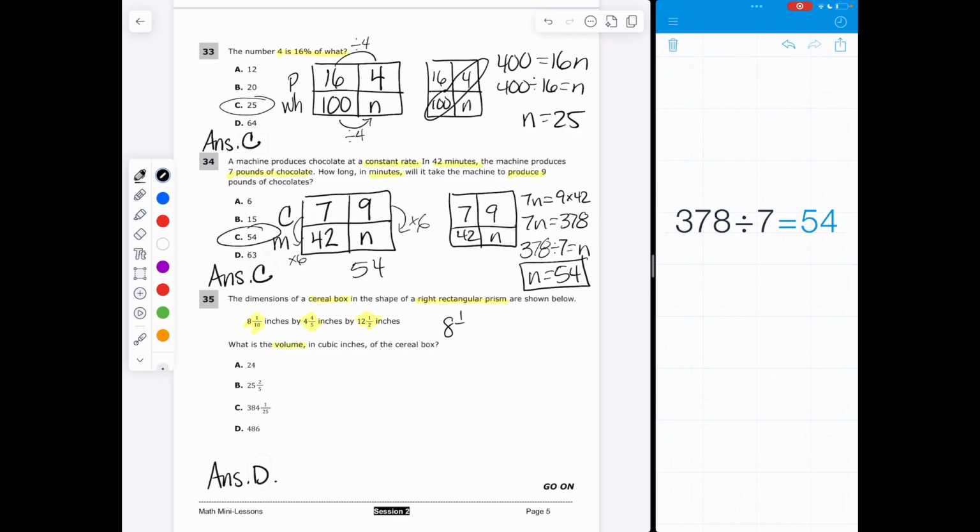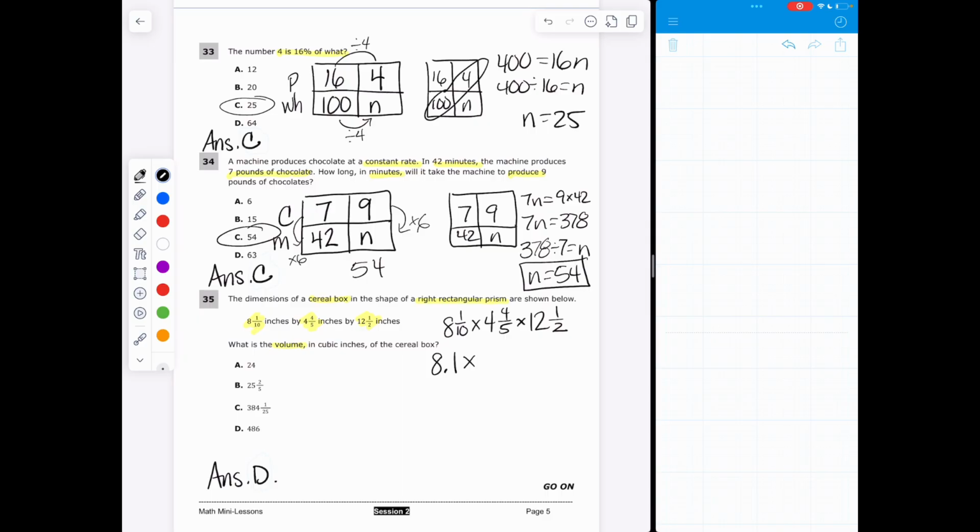8 and 1/10 times 4 and 4/5 times 12 and a half. So being that we have a calculator, I would much rather turn these fractions into decimals. For me, it would be easier. So watch how I'm going to do that. I'm going to turn my 8 and 1/10 into 8.1.